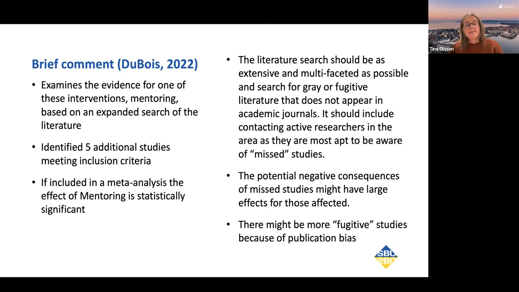When these studies were analyzed together with the mentoring interventions that we found, there was a more positive outcome as relates to the effects of mentoring services.